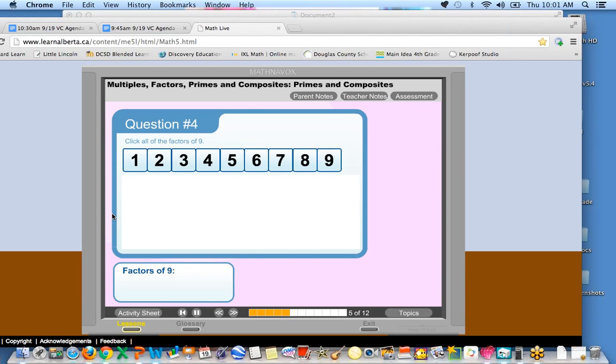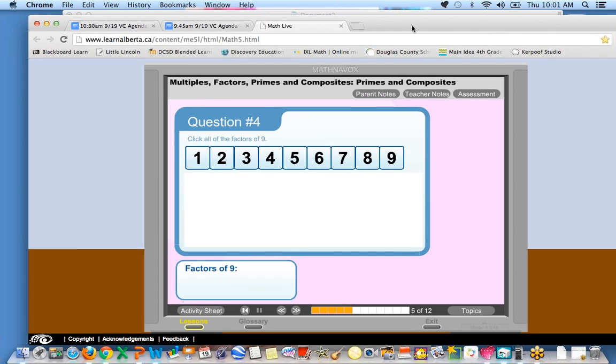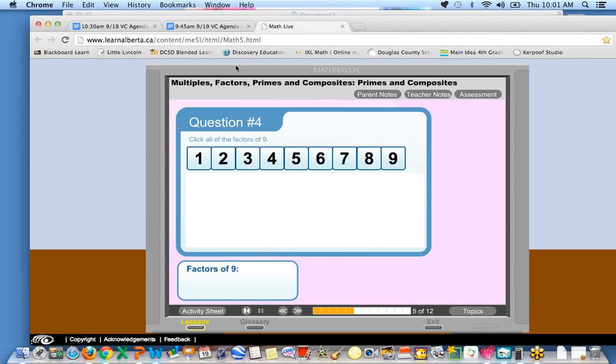Click all the factors of 9. All right, guys, so this is a little different. Let's start easy, of course. So 1 times 9, perfect. 2 times anything will give you an answer of 9? I don't think so. But 3 times 3 is 9, right? So that's definitely a factor of 12. I mean, a factor of 9. Sorry, factor of 9. What about 4?